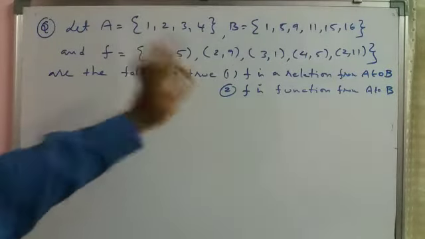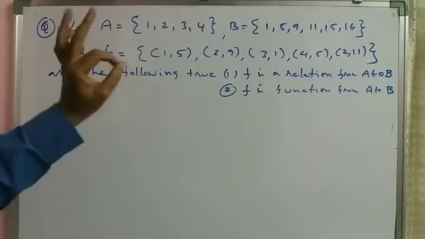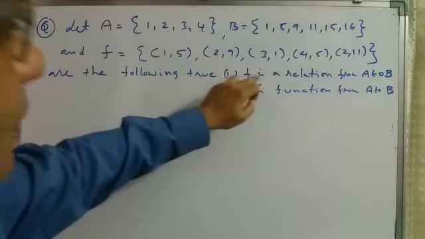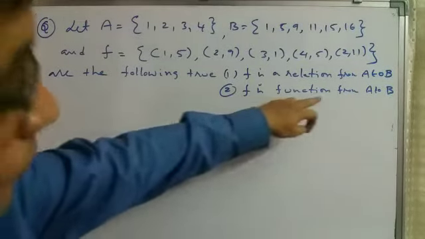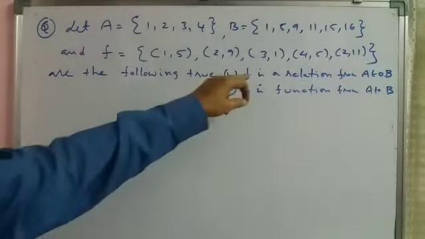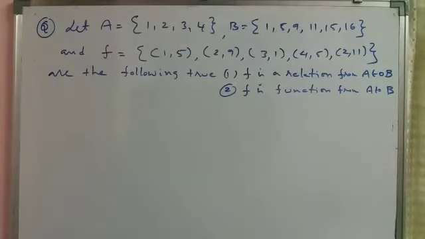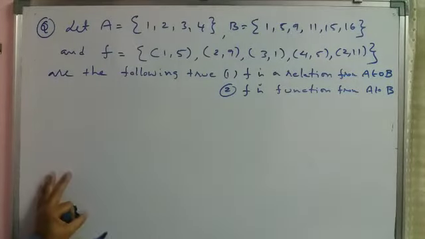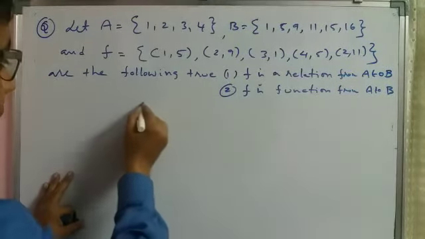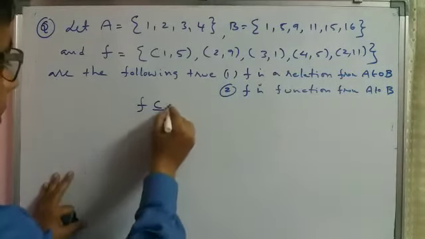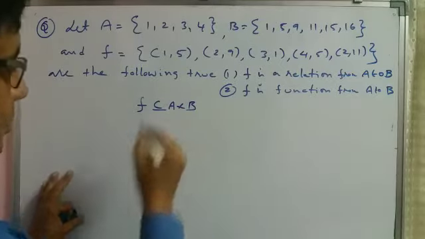Question: which of the following are true? Two cases are given. First, f is a relation from A to B. Second, f is a function from A to B. The first question asks whether f is a relation from A to B. Students, you know the basic condition: f is a relation from A to B if f is a subset of A cross B.